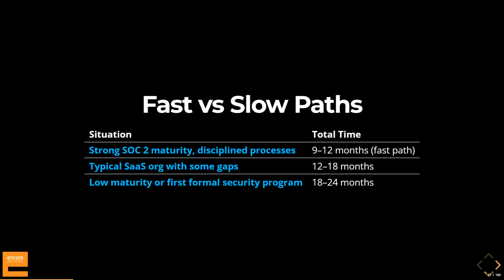if you've already done your SOC 2 Type 1 and you have good best practices for your security disciplines right now, you could do this in 9 to 12 months. If you're a typical SaaS organization that has some gaps in your security, maybe you're looking at 1.5 years. That's where we were. I think we got it done in like 16 months total.